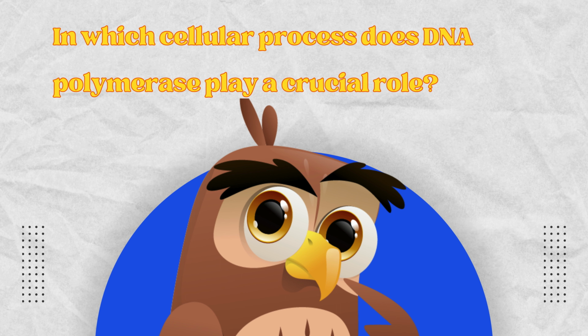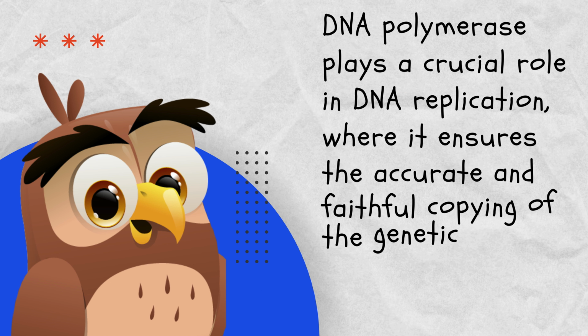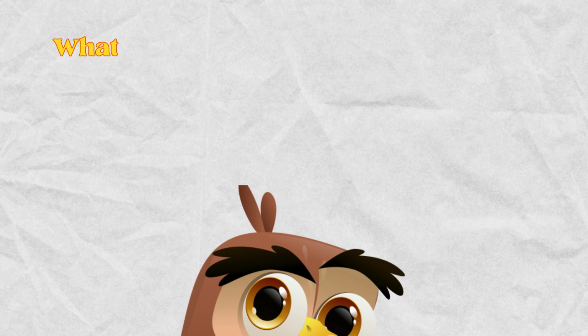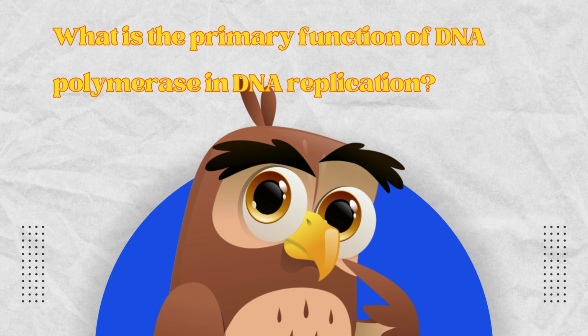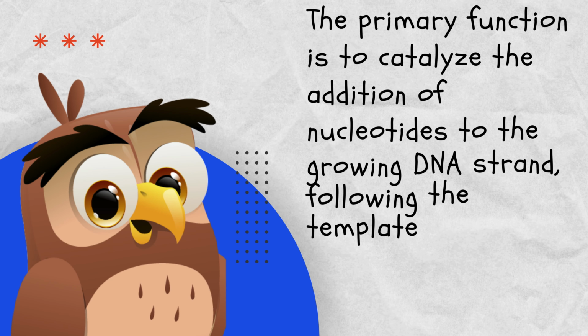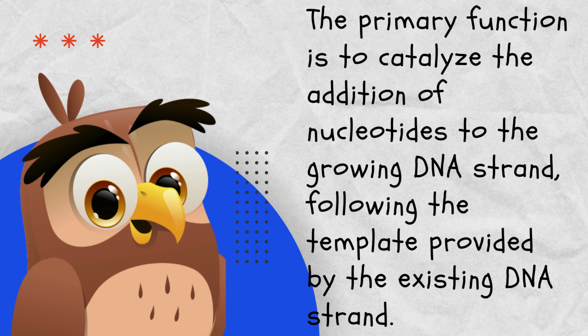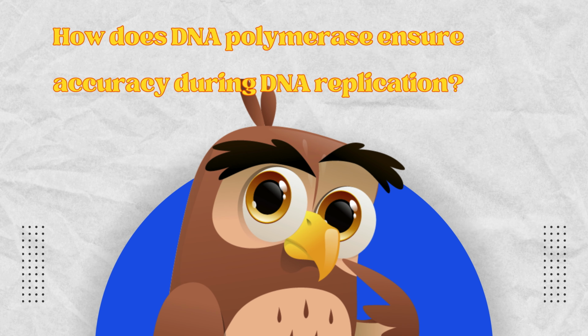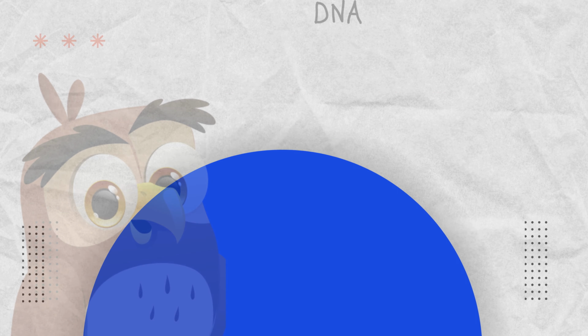In which cellular process does DNA polymerase play a crucial role? DNA polymerase plays a crucial role in DNA replication, where it ensures the accurate and faithful copying of the genetic information. What is the primary function of DNA polymerase in DNA replication? The primary function is to catalyze the addition of nucleotides to the growing DNA strand, following the template provided by the existing DNA strand.